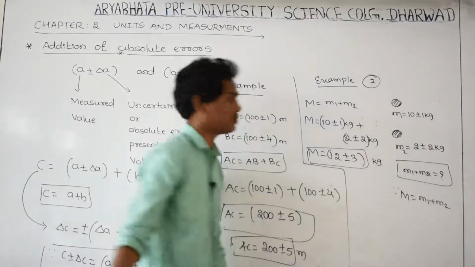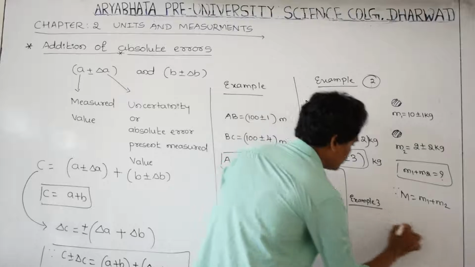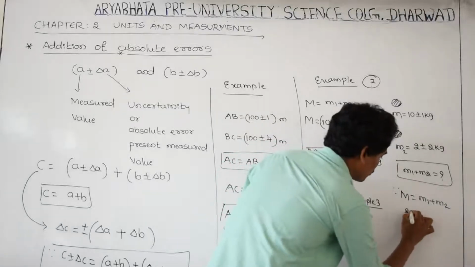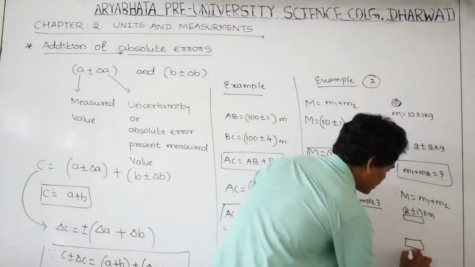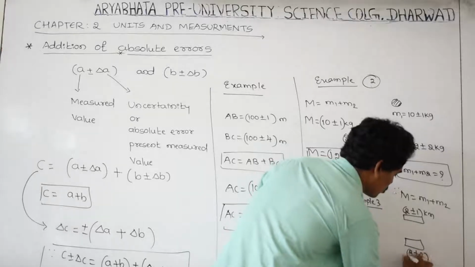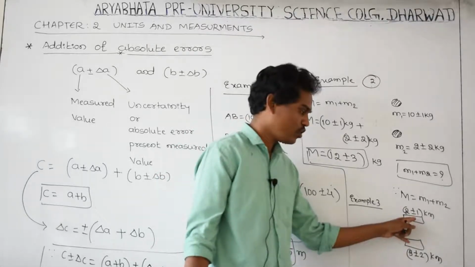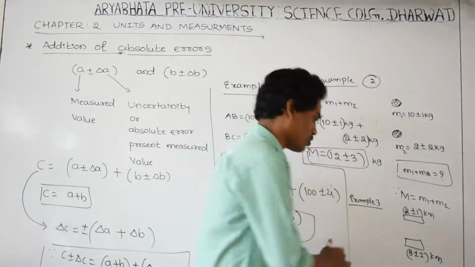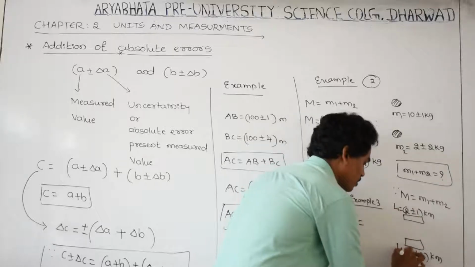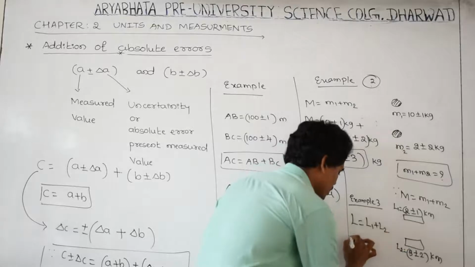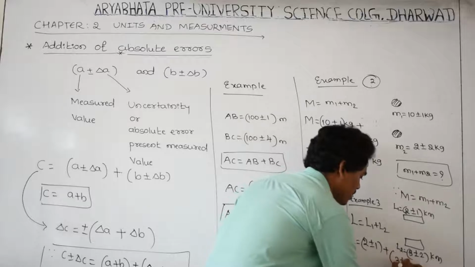Or else take one more example, example number 3. This is one object. Its length is equal to 2 plus or minus 1 kilometer. And this is another object. Its length is equal to 3 plus or minus 2 kilometer. If you add the length of this object and the length of this object, what is the total length? I am taking it as capital L. This is L1 and this is L2. Therefore, L is equal to L1 plus L2, that is 2 plus or minus 1 plus 3 plus or minus 2.